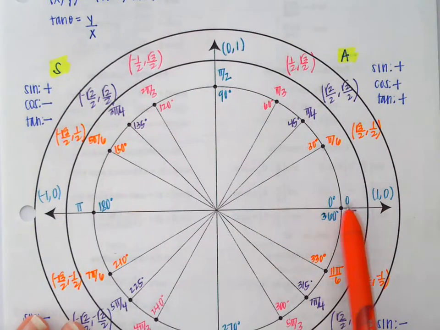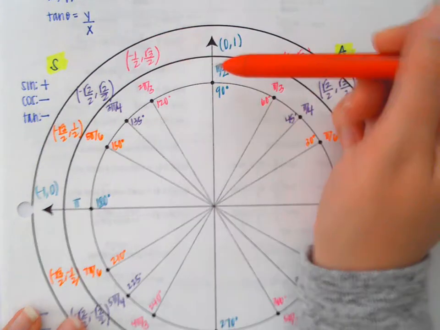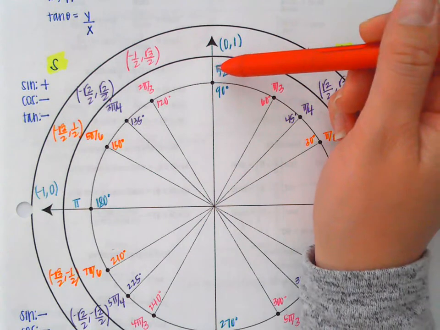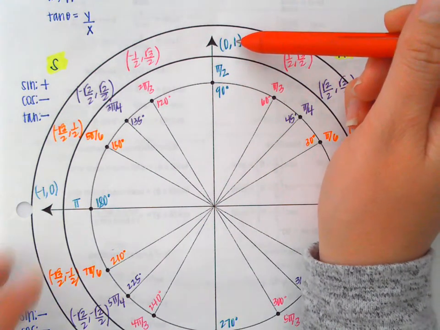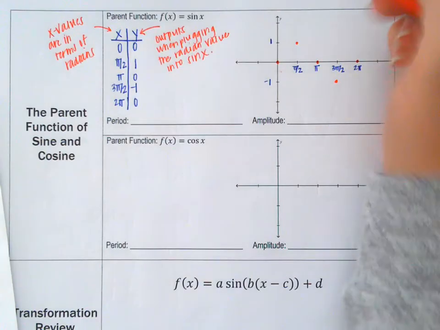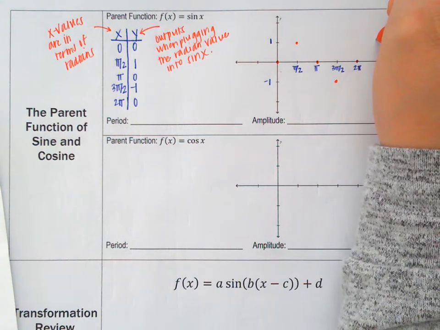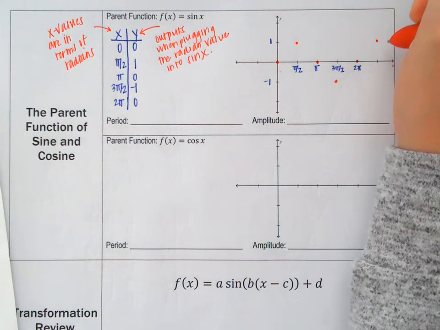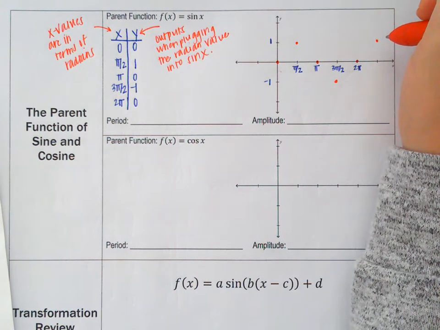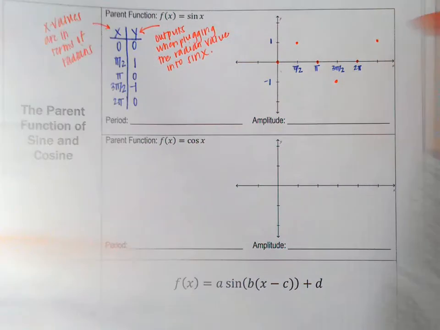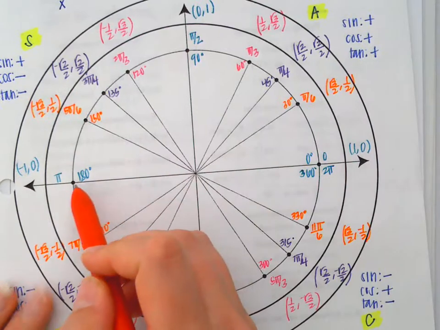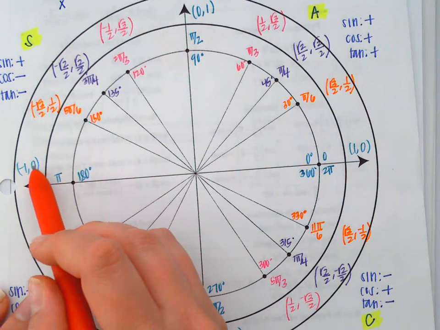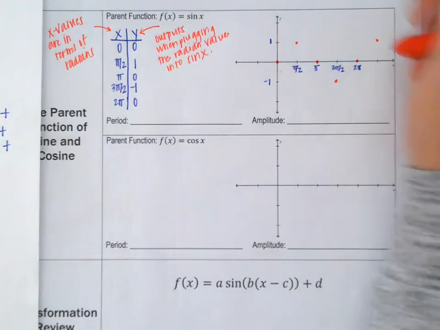is going to be, let's say that's 5 pi over 2. And 5 pi over 2 is back at pi over 2. And the sine of pi over 2 is going to be 1. So we'd go back up to 1. And then the next one would be 3 pi. And 3 pi would be at 180 or pi. And the sine would be 0. So it'd be back to 0.